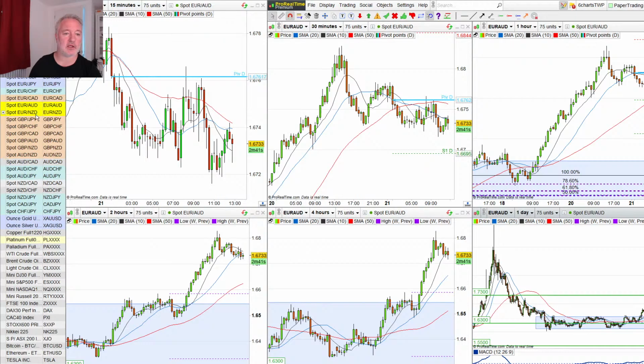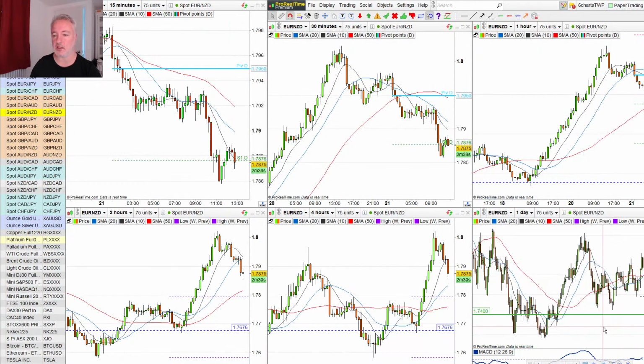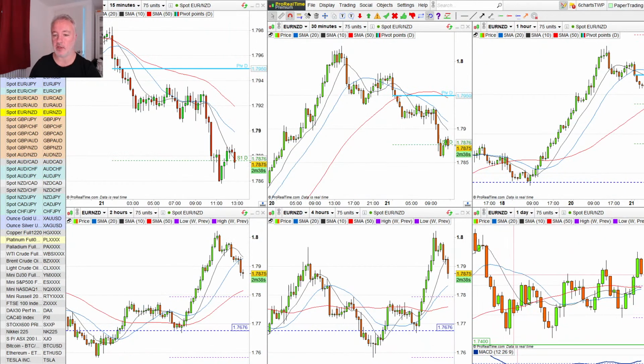So Euro Aussie, I like the look of that. Euro Kiwi is going to go the same way. It's a little bit more choppy, and you can see these deep retracements, but it is averaging to the upside. So of the two, clearly Euro Aussie looks better at the moment.